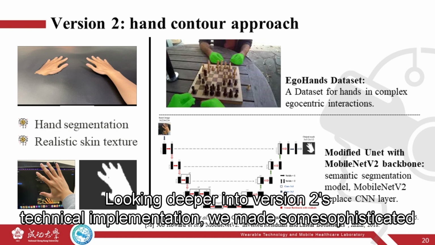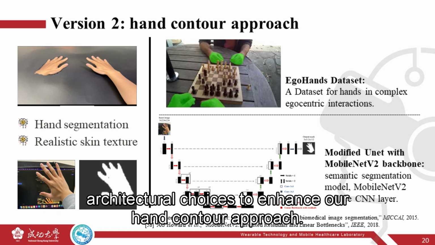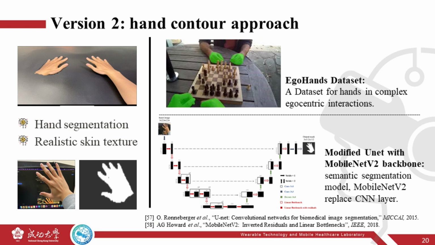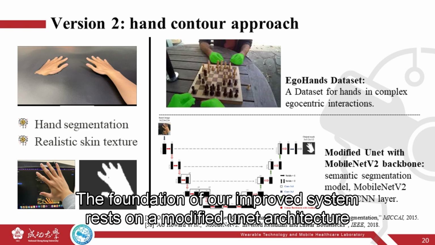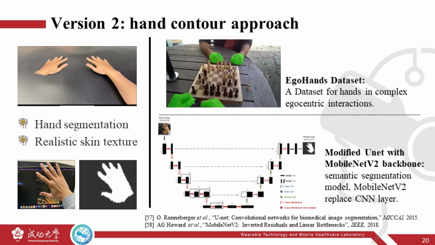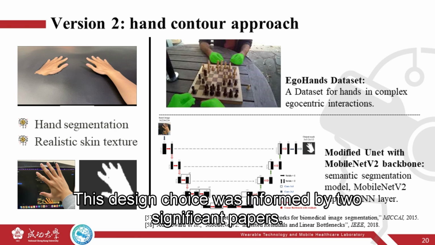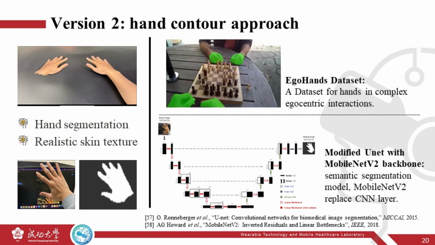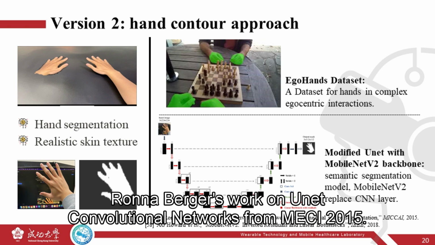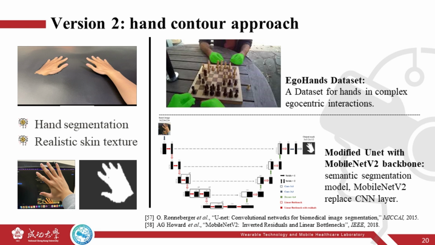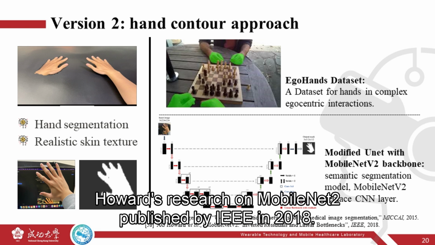Looking deeper into version 2's technical implementation, we made some sophisticated architectural choices to enhance our hand contour approach. The foundation of our improved system rests on a modified UNet architecture with a MobileNetV2 backbone. This design choice was informed by two significant papers. Ronneberger's work on UNet convolutional networks from MICCAI 2015. Howard's research on MobileNetV2 published by IEEE in 2018.